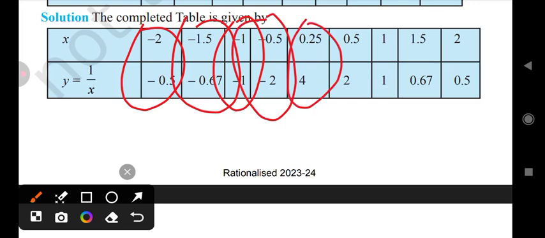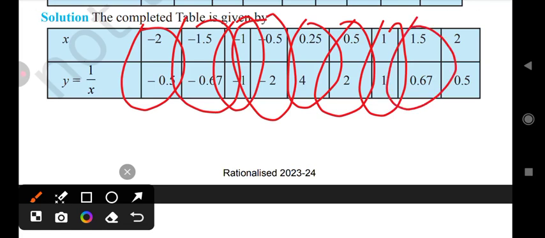x = 0.25, y = 1/x = 4; x = 0.5, y = 1/x = 2; x = 1, y = 1/x = 1; x = 1.5, y = 1/x = 0.67; x = 2, y = 1/x = 0.5.